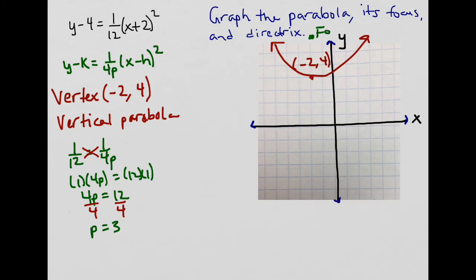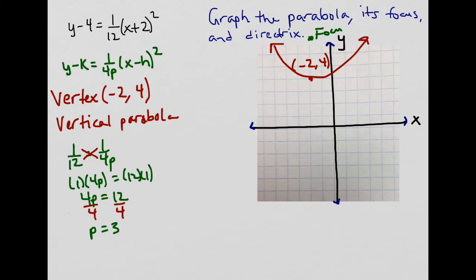So that's the focus. I'm going to write its point down below, because we're running out of space up there. So the focus will still be -2 to the left, but it went up farther, so 4, 5, 6, 7. So -2, 7 is going to be my focus. Then if I go 3 units down, so 1, 2, 3, and I draw my line this way, I'm going to have my directrix.